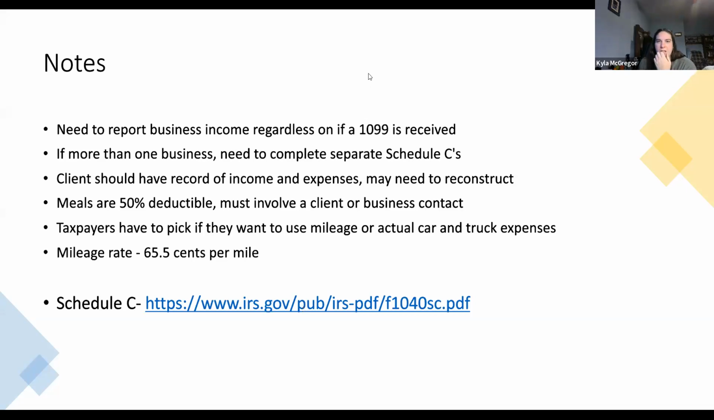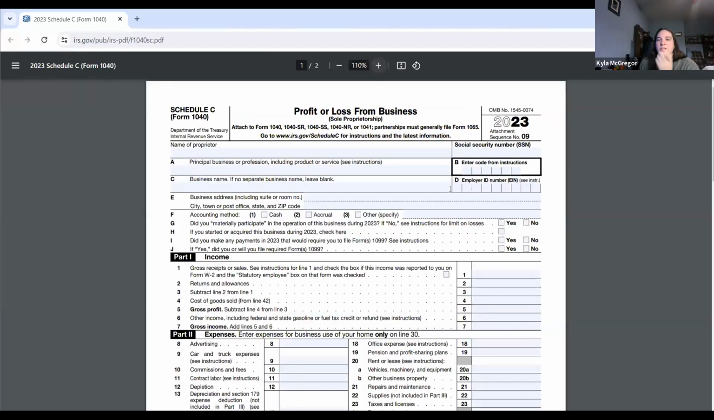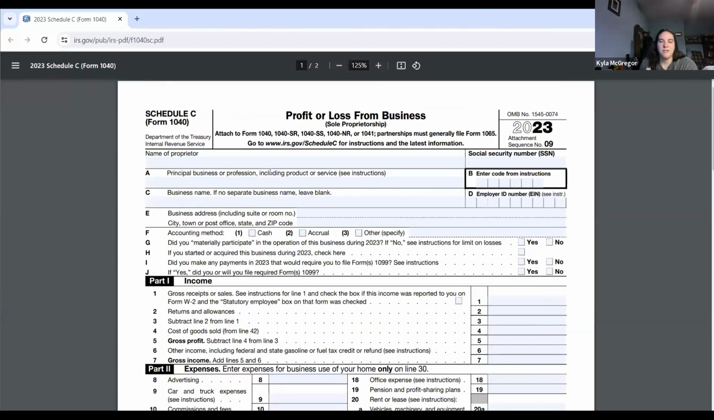So this is what the Schedule C looks like this year. It's really similar to the past. You'd put the name of their business if they have one. Well, you put their name, and then if they have a separate business name, you would put that. You'd put their social security number. If their business is an LLC or something and they have an ID number for their business, you'd put that.